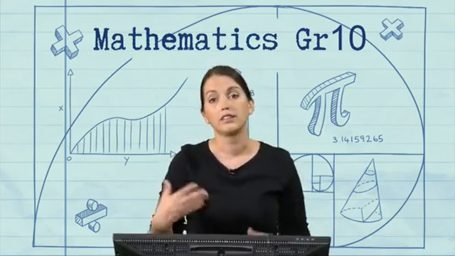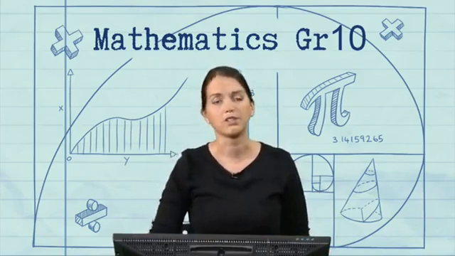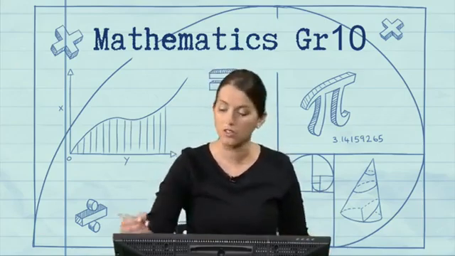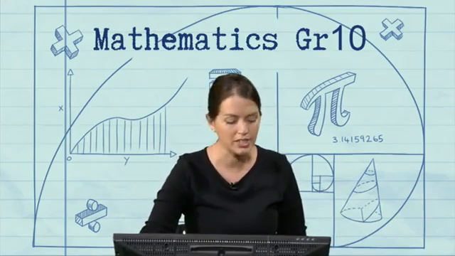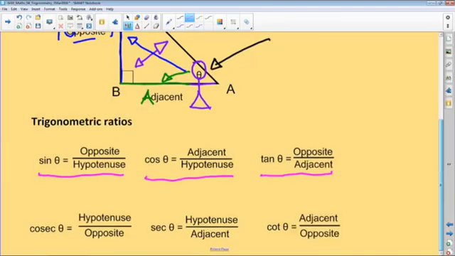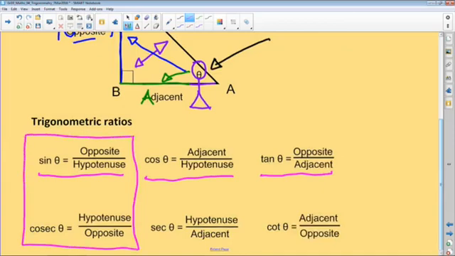So sine is opposite over hypotenuse. Its other one, its friend, its co-ratio, will be cosec, which is hypotenuse over opposite. So there we go. We can see that those two are related.